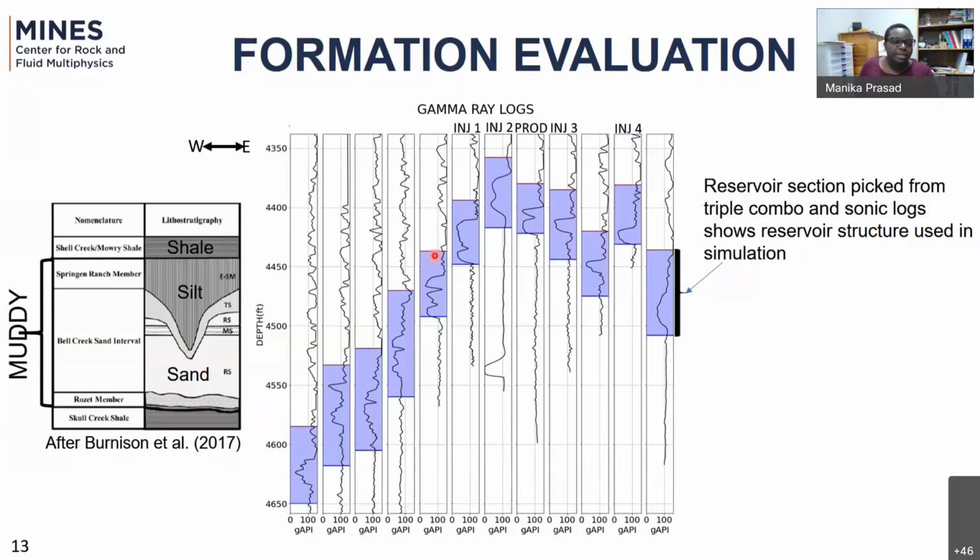Interestingly, like I said earlier, we have silt above the sandstone portion of this muddy. And when we look at the gamma ray responses, the higher gamma ray is the silty portion, and just below it is the lower gamma ray, where we have the more permeable and higher porosity sandstone.